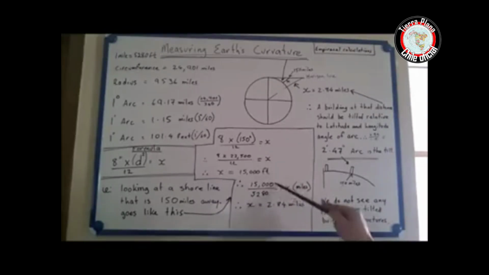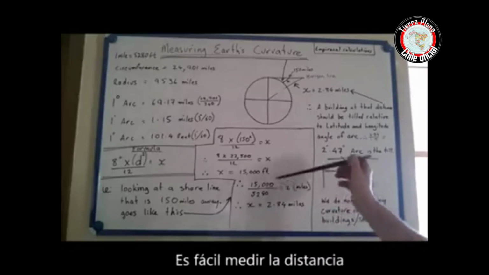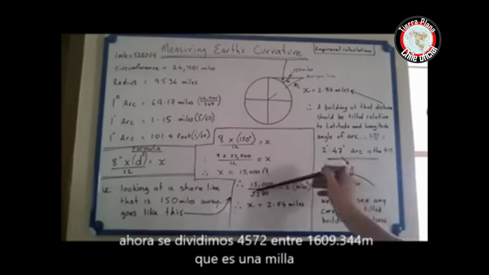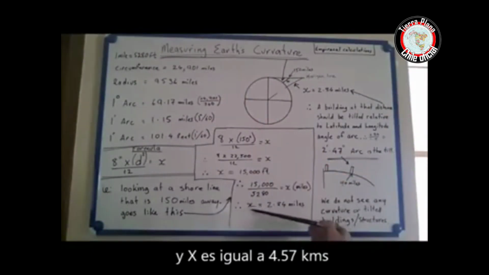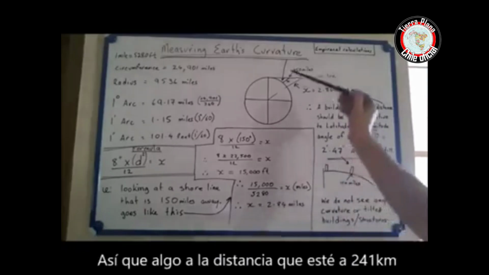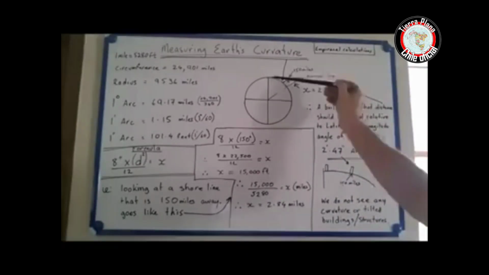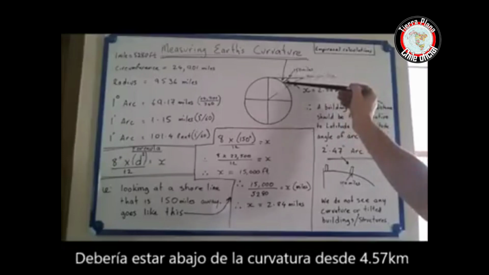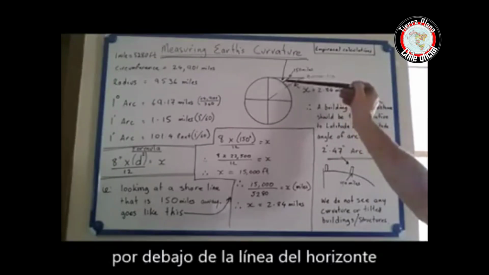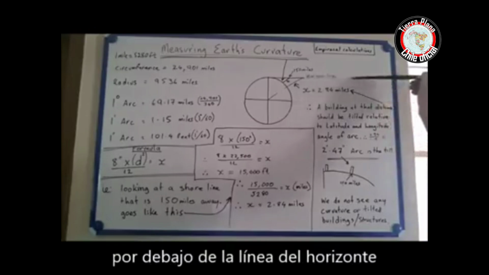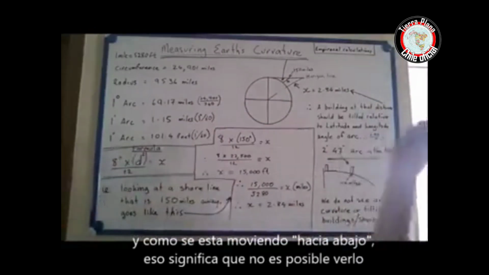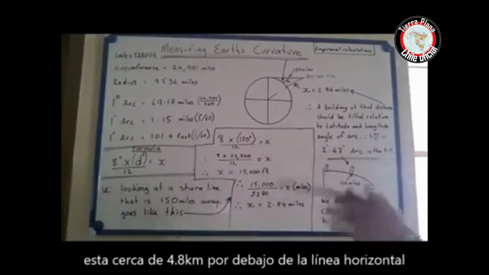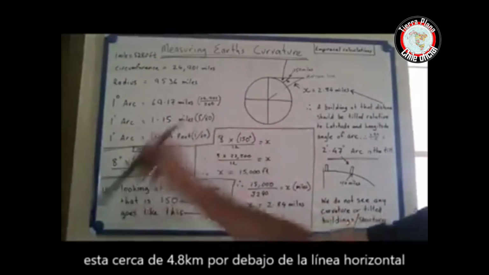To turn that into miles, so it's easy to imagine the distance, of course we divide it by 5,280 feet, which is a mile, and x equals 2.84 miles. So something at a distance of 150 miles away should be down the curvature of 2.84 miles, below the horizon line. Of course, it's moving down like that, so it'll be right down there. That means you can't see it. It's nearly 3 miles below the curvature.